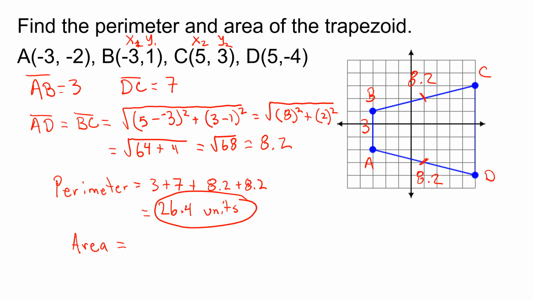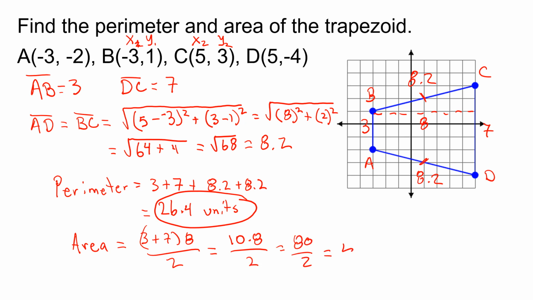Oh, I need to calculate the height. So I'm going to draw this dashed line between the parallel sides. Okay, that height, count the squares, is 8. So I have base 1, which is 3, base 2, which is 7, times the height, which is 8, divided by 2. So 10 times 8 divided by 2, which is 80 divided by 2, which is 40 units squared.